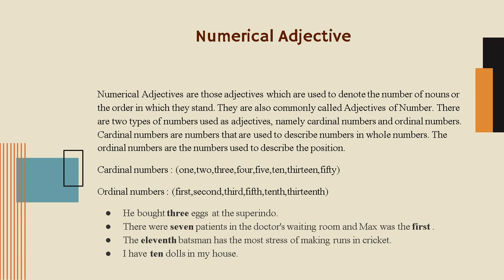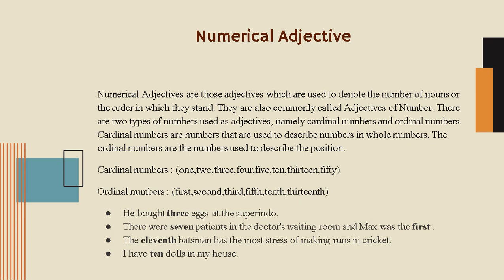to describe the position. For example, the cardinal numbers are 1, 2, 3, 4, and the ordinal numbers, for example, are first, second, third, fifth. In a sentence, the example is: there were 7 patients in the doctor's waiting room and Max was the first.